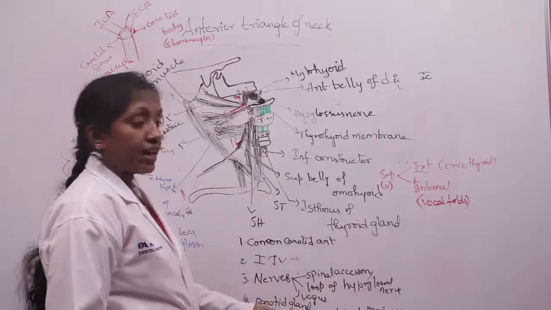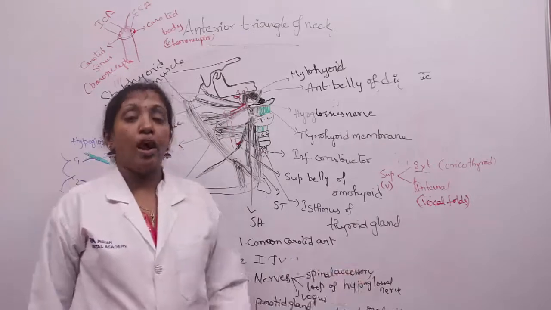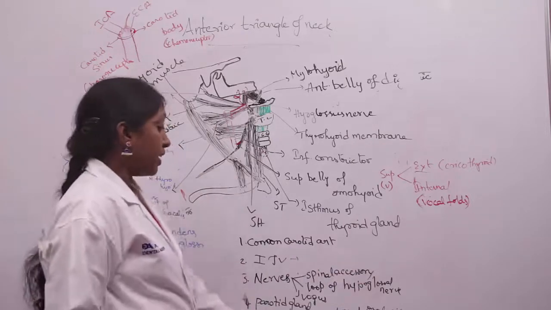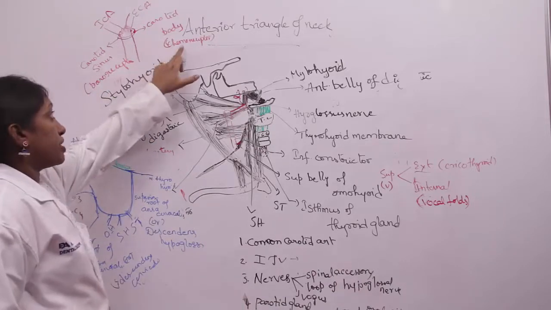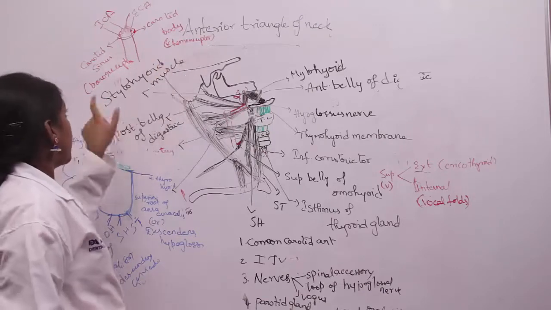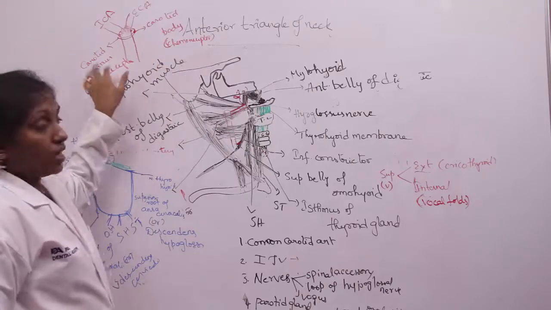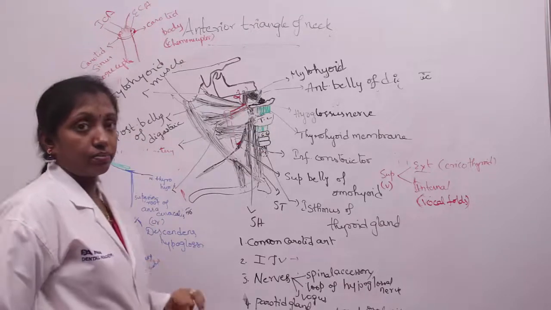And a part of the parotid gland is also seen in the carotid triangle, and the jugulodigastric and jugulo-omohyoid groups of lymph nodes are also seen in the carotid triangle. The carotid sinus is a baroreceptor and the carotid body is a chemoreceptor. It maintains the oxygen levels in the body and it maintains the blood pressure in the body. So these are the contents of the carotid triangle.